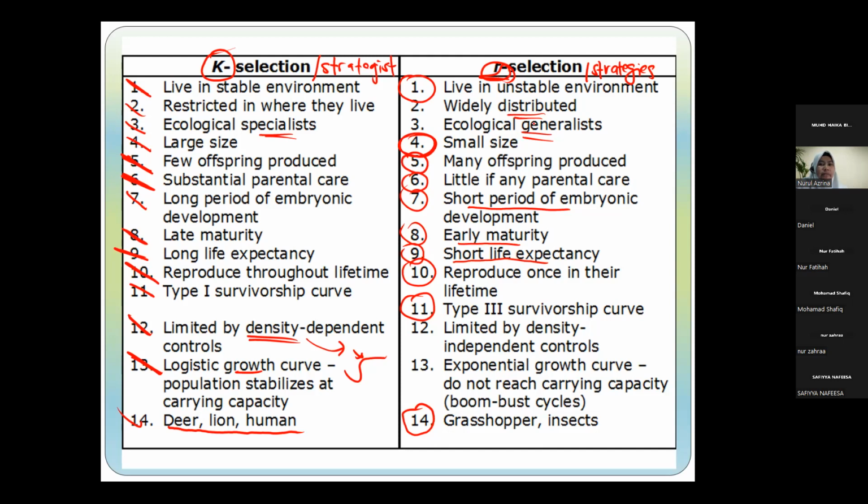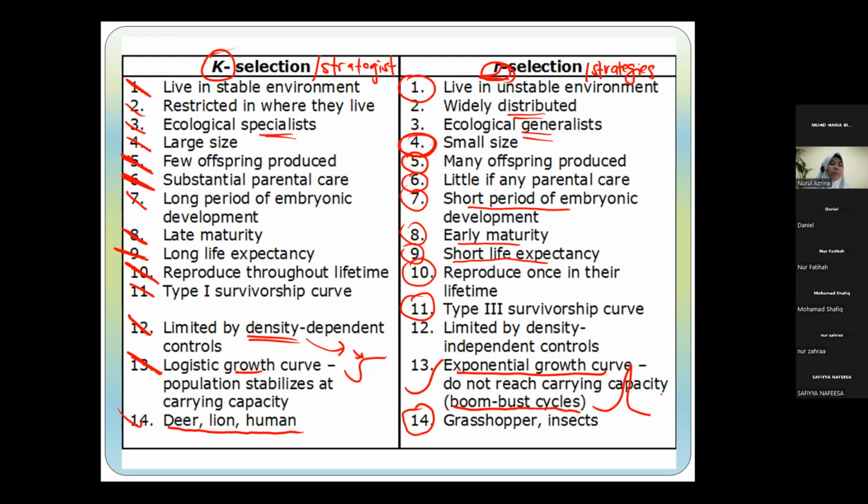And what kind of growth curve do they have? So biasanya R selection, right? Remember formula dia, dN over dt equals to r max N kan? Alright. So they have exponential growth curve that does not reach carrying capacity and sometimes responsible for boom and bust. Dia boleh jadi boom and bust cycle. And thus, they are often limited by density independent factors. Okay, right? So that is the R strategies or R selection.